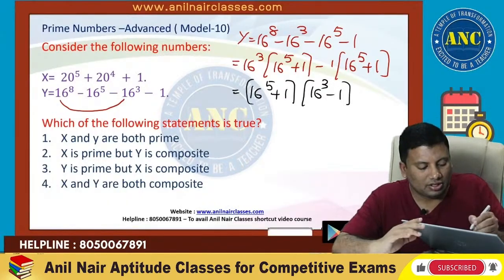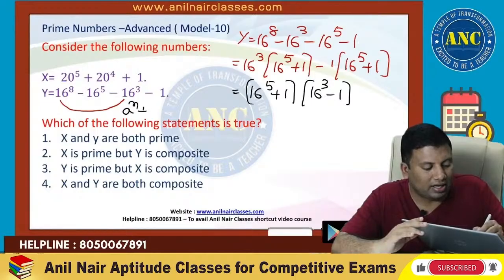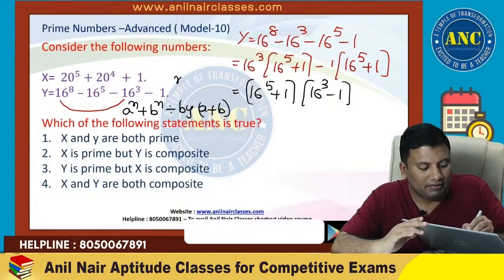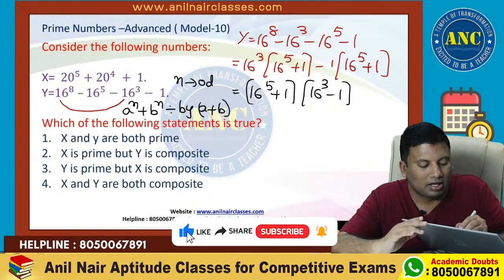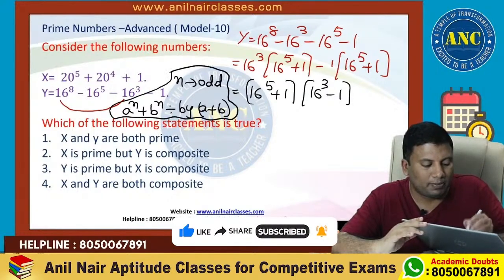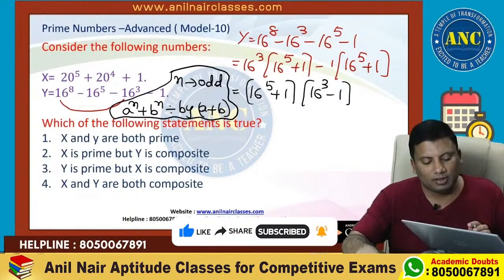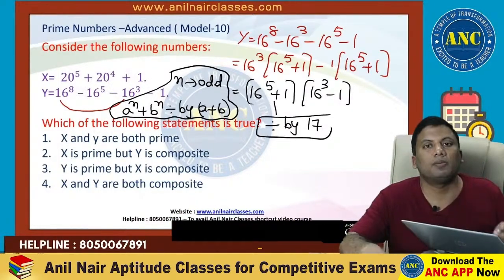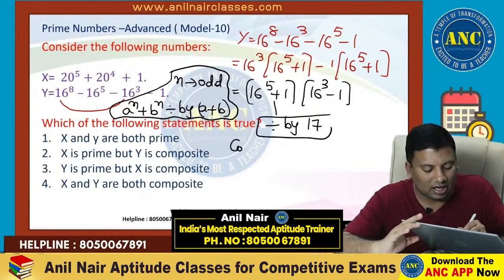Already we discussed that a^n + b^n is always divisible by a + b if n is an odd number. So this is always divisible by 17. Any number divisible by 17 becomes a composite number.